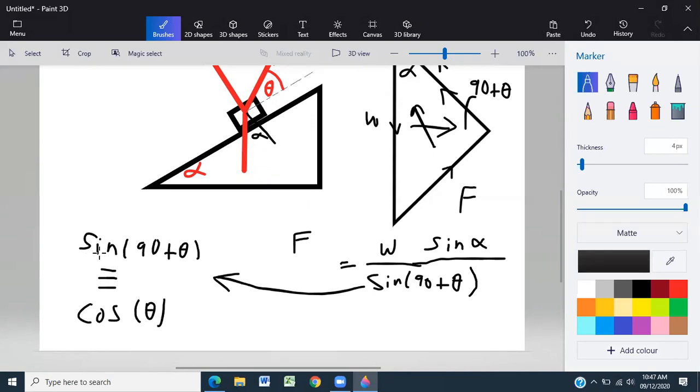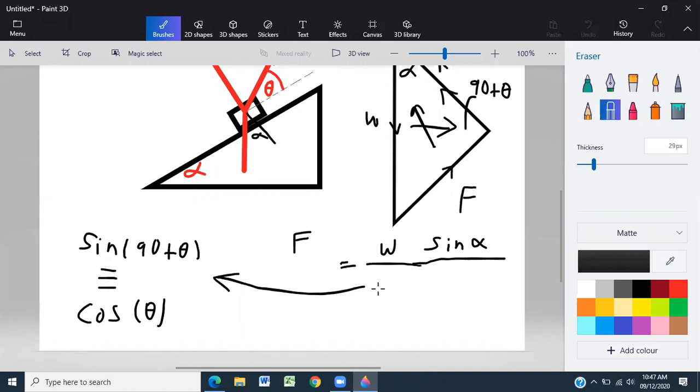It's just because the sine is a 90 degrees phase shift of the cosine, or the cosine is a 90 degrees phase shift of sine, right? They differ 90 degrees apart in terms of their waveform. So if we know this, we replace this with cosine theta, right? Any questions on this?